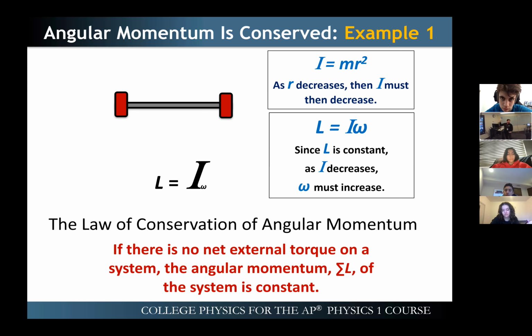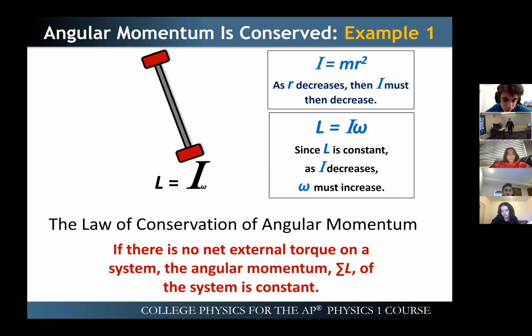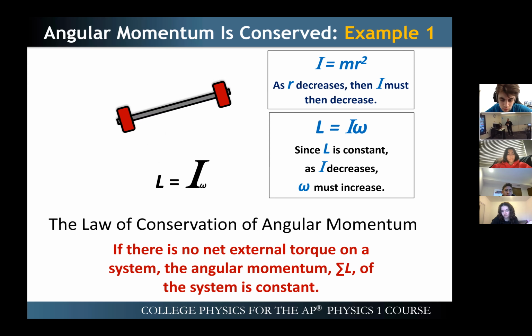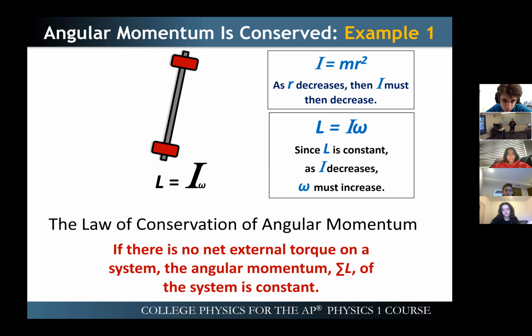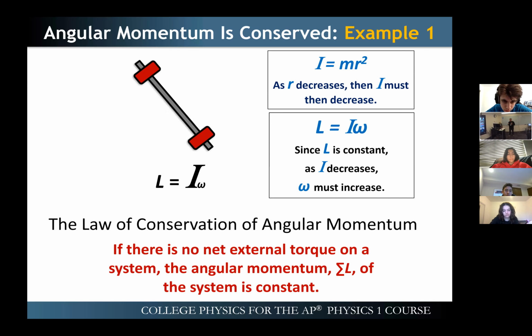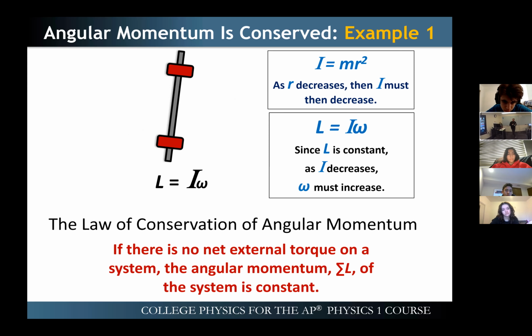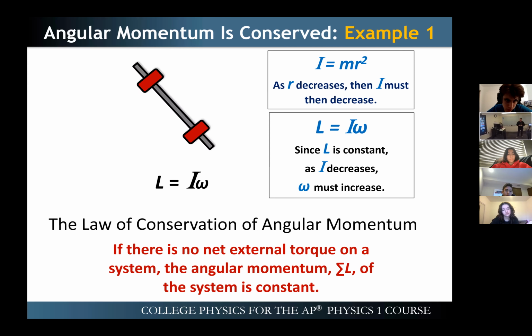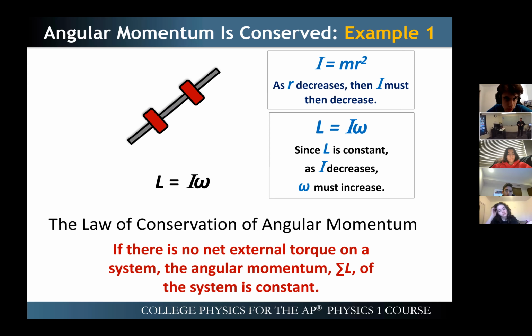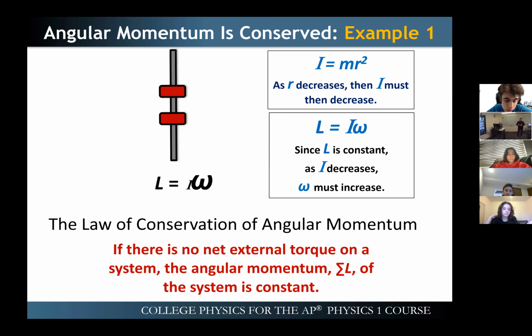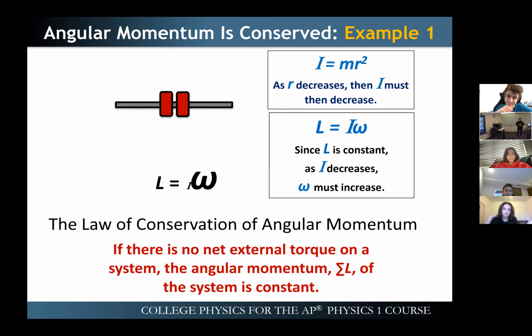As one goes down, the other has to go up to keep getting the same constant answer, right? So they're just going to simulate that with this animation. As the weights slide towards the middle, it's going to visually speed up. And in the formula, you're going to see the I font get smaller and the omega font get bigger. So trying to show you visually both ways that that velocity is going to increase because the I value is decreasing. That's how skaters can speed up by pulling their arms in.